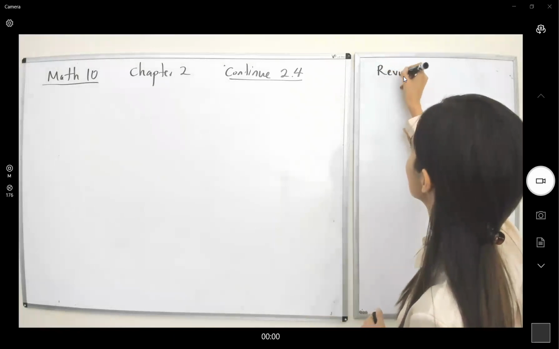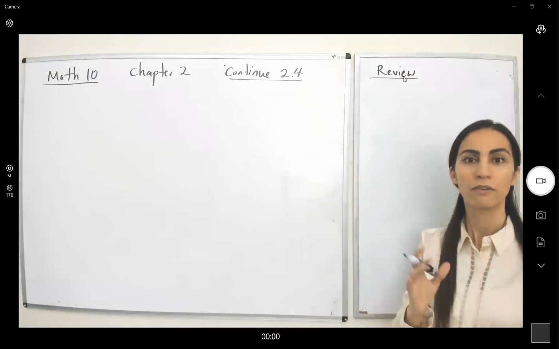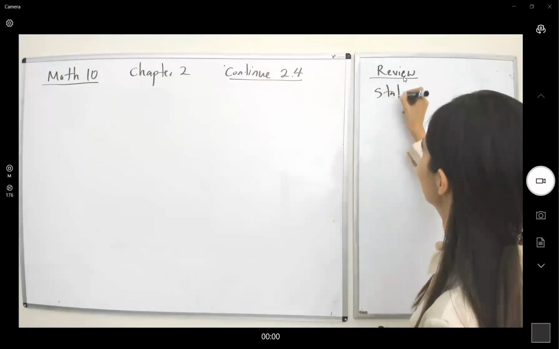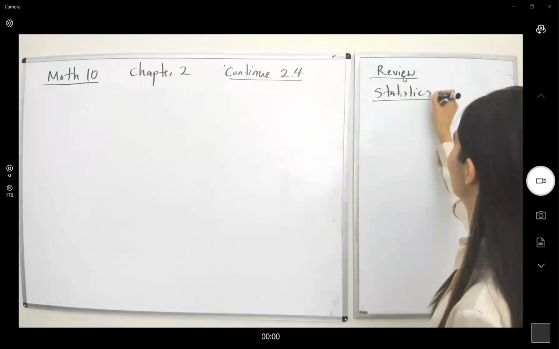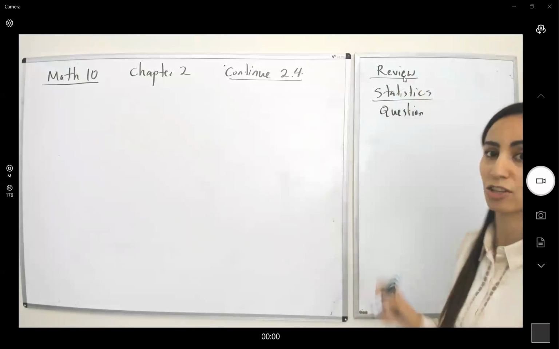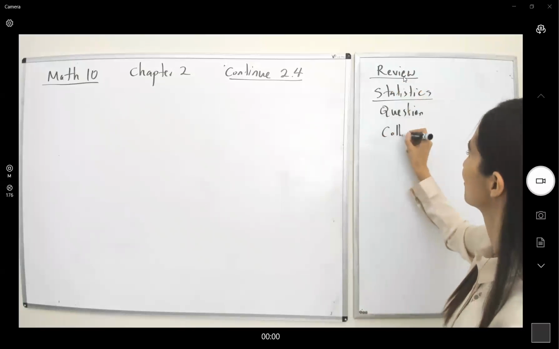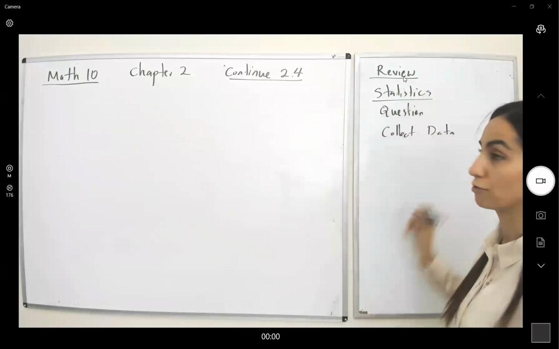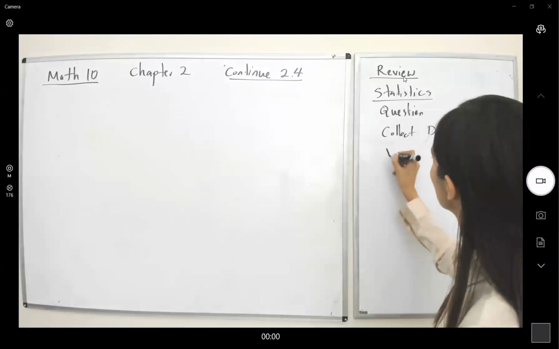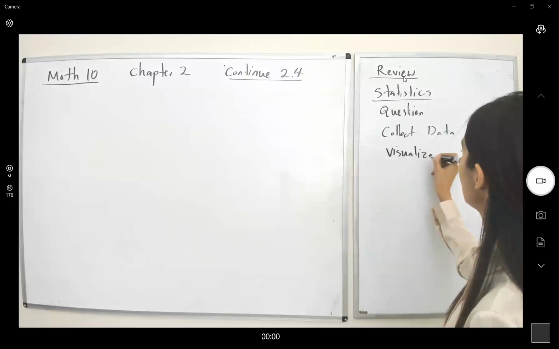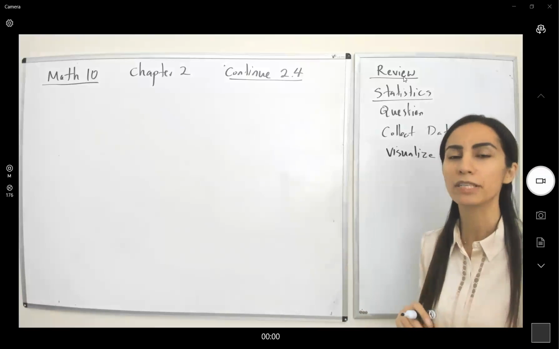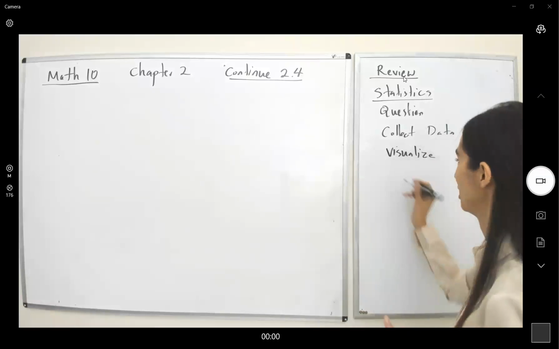So, review. Let's start talking about statistics. It always starts with statistics. We start by asking the question. Then we start collecting the data. Then we try to visualize the data using different charts, different graphs. Then, after visualizing the data, we're interested in finding numerical characteristics for our collection.